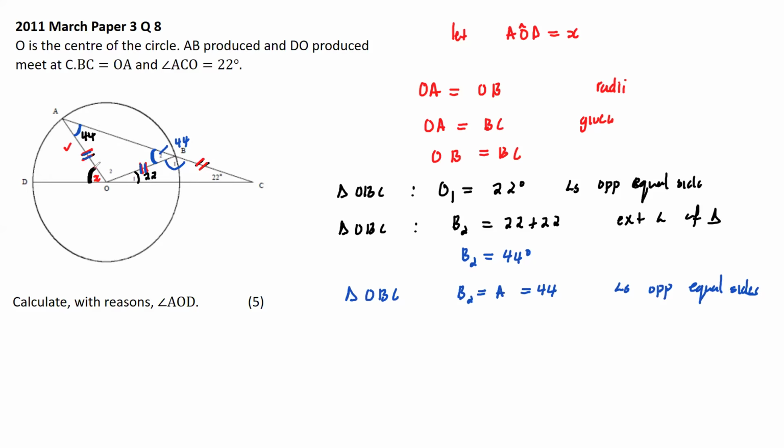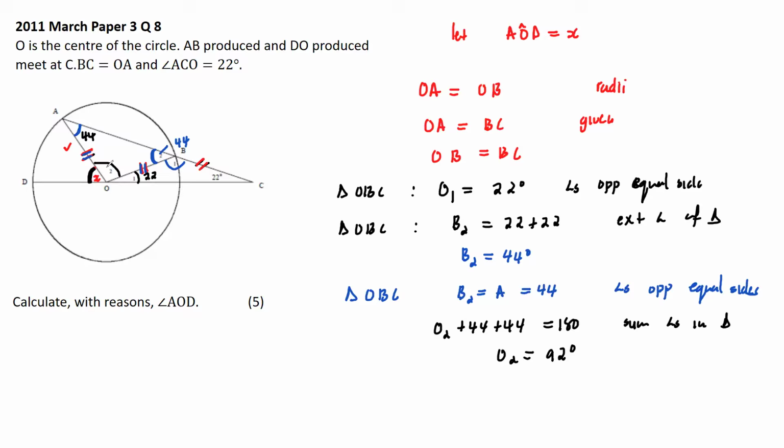But I'm looking for X. I can find O2, because O2 plus 44 plus 44 should give me 180. These are the sum of angles in a triangle. So at the end of the day, O2 is going to be, if you subtract that, 180 minus 88, I think it's going to be 92. So I'm good to go. So O2 is 92.